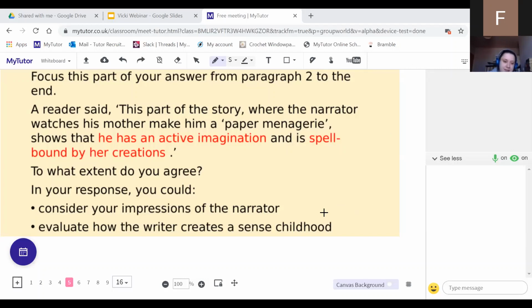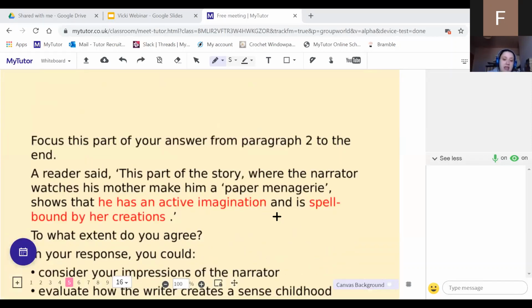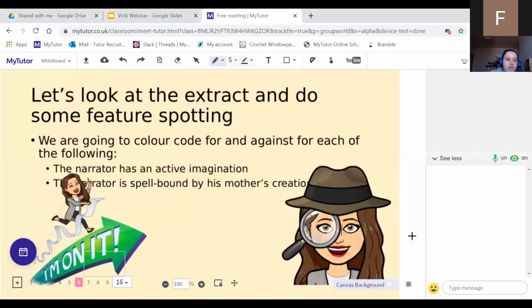Now with these, they are telling you what to look for in a sense, but they're more talking about the things that you should be thinking about when you actually write your response. So it's effectively like a PEE paragraph. You've got your point, which is consider your own impressions of the narrator, your evidence, which is support your response with references to the text, and then your evaluation, your analysis, evaluate how the writer creates a sense of childhood. That's effectively how we should be structuring our answers, but our paragraphs should be looking at these two phrases in red here. So this is what we need to be doing then.